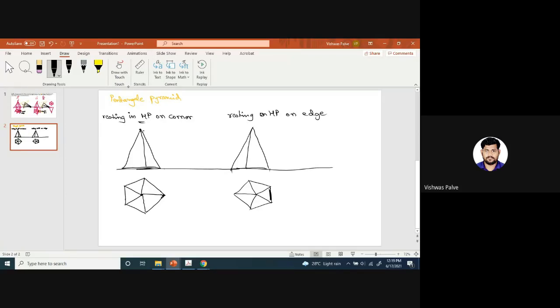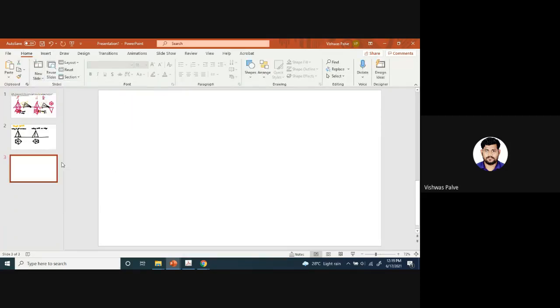So you have to identify whether it is resting on its corner or its edge. Depending upon that, you have to draw the object. Now I'll take another example, a square pyramid, resting on its edge on VP.